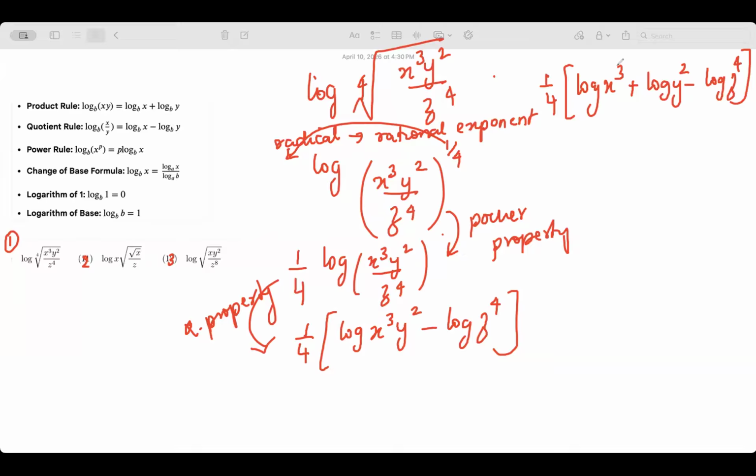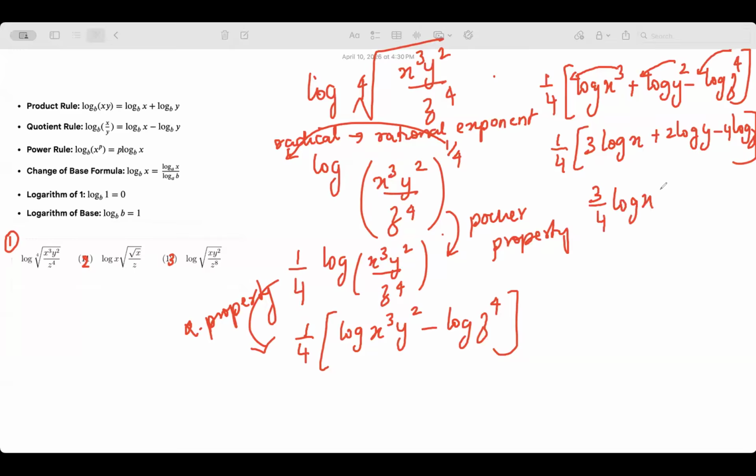Now what happens? Again you need to apply the power property. Guys, unless you simplify to this level, you're going to get it wrong. 1 by 4 times 3 log x plus 2 log y minus 4 log z. This is your simplified form. Now if you want to bring it in, that's fine. You can put it as 3 by 4 log x plus 1 by 2 log y minus log z. Yes, Anisha, I think you got it.